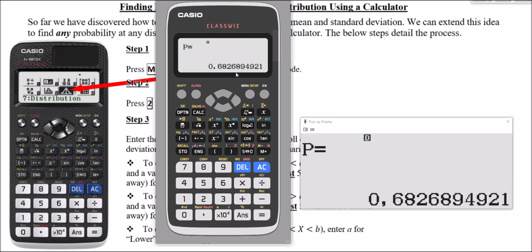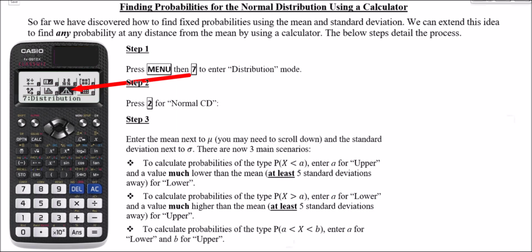So that just shows you that it works and it's consistent with what we saw in chapter 3.1. But the only difference is now we're not limited to just working out probabilities that are 1 standard deviation, 2 standard deviations, or 3 standard deviations away from the mean. We can work out the probabilities for pretty much any value we need. So let's do this now with some worked examples.